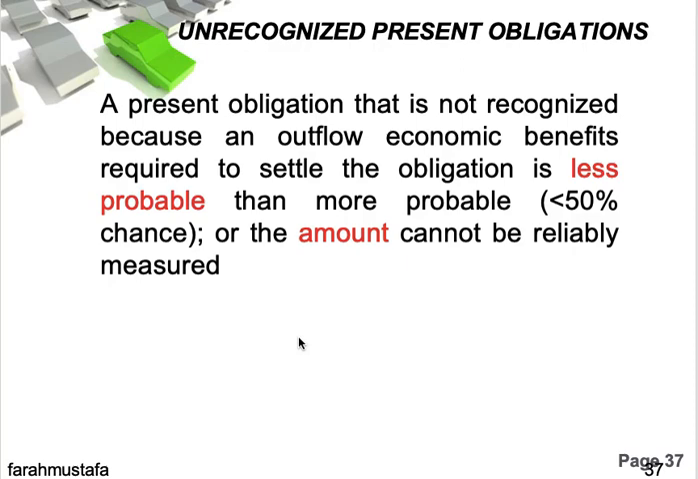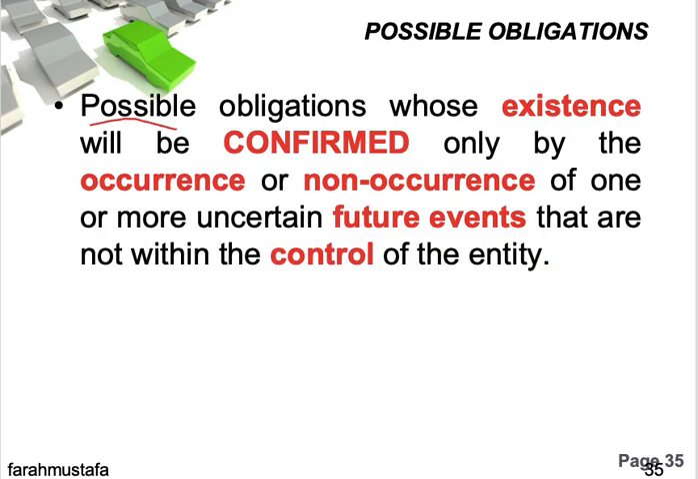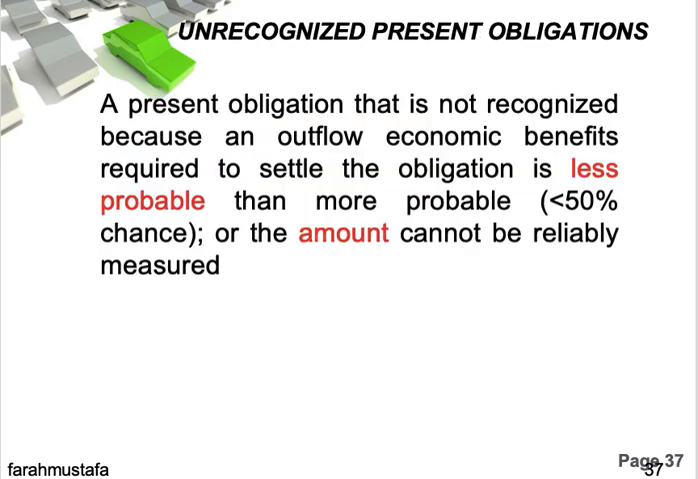If the obligation is a present obligation, then it is considered as a provision, provided that it fulfills the other criteria. If it is not a present obligation but it is a possible obligation, then it cannot be recognized as a provision. If it is a possible obligation, then it will be recognized as a contingent liability.